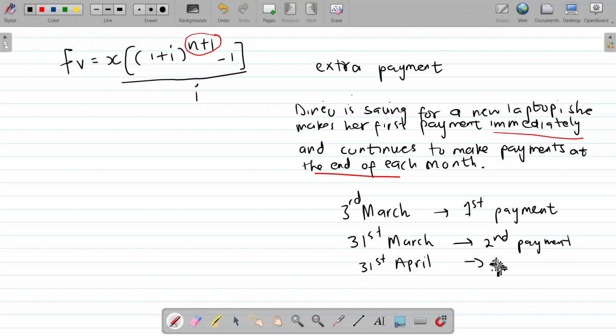Third payment. Now I want you to notice something. In March, Dinero made two payments: the one that she made immediately and the one she made at the end of March. So for that particular month, there are two payments. That is why we call it an extra payment, because in one month an extra payment is made. Two payments being made. That's why we have an n+1 over here. So this is the formula you use when you have an extra payment.